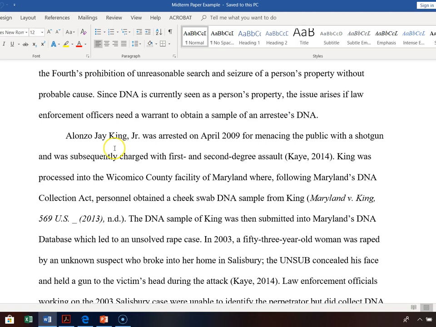And if you go down even further, look how she says this. Alonzo J. King Jr. was arrested on April 2009 for menacing the public with a shotgun and was subsequently charged with first and second degree assault. K 2014. This tells me this right here is where she got this information. Does that make sense? Because you didn't know this just off the top of your head. This isn't common knowledge. So in order to support and not plagiarize, if you will, she's giving credit for this author for this content. So I'm hoping that that kind of makes sense to everybody.